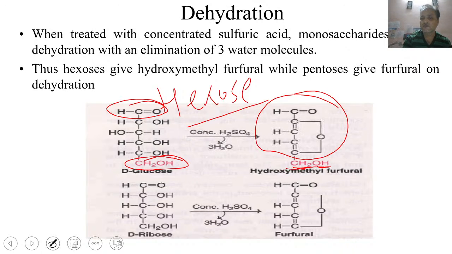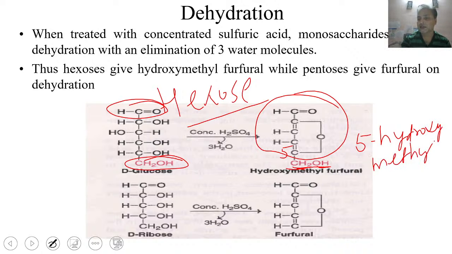So this is 5-hydroxymethyl furfural. Why? This is the 5th carbon. So at the 5th place we are having a hydroxymethyl group. So this is a furfural compound, a furfural derivative, and at the 5th place we are having the hydroxymethyl group.